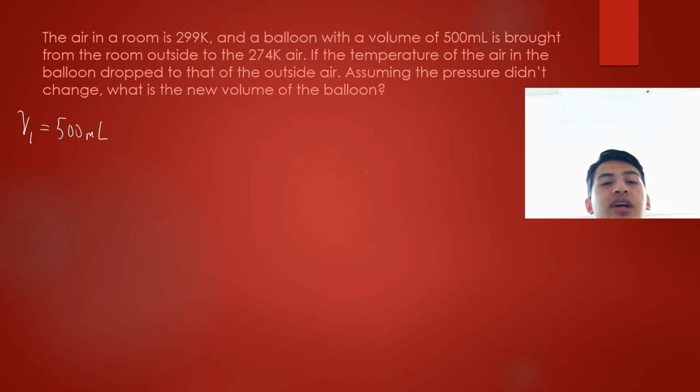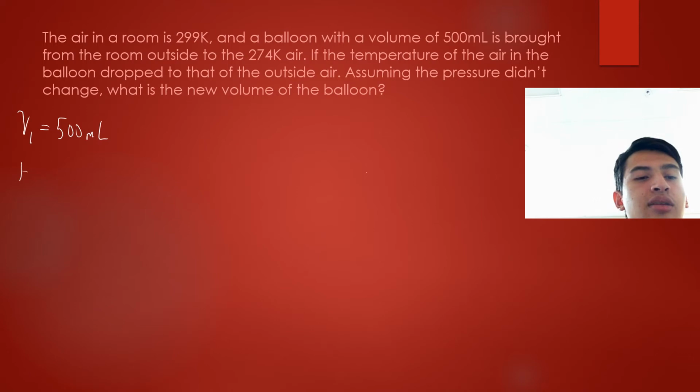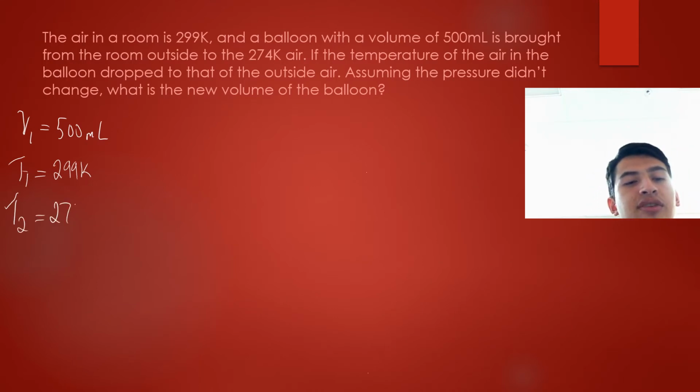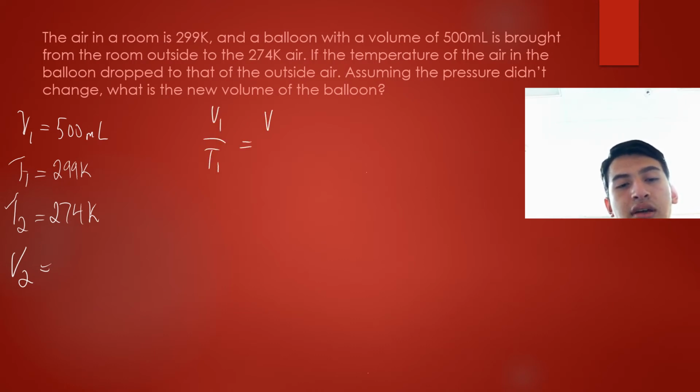I also know the temperature inside the room, which was before the air in the balloon changed temperature. It told me 299 Kelvin. And I also know the temperature after the balloon was brought outside into the colder air, 274 Kelvin. That means I do not know volume 2, and that's what I'll be solving for. Okay, I'll write down my equation. V1 over T1 equals V2 over T2.